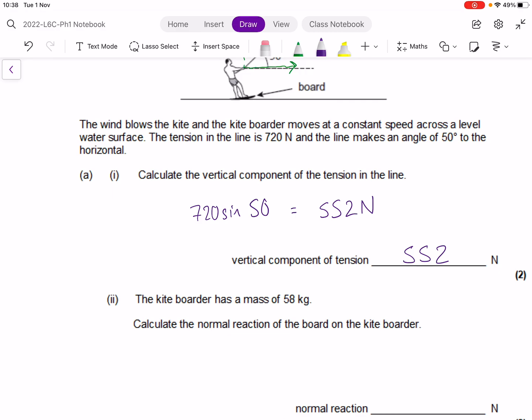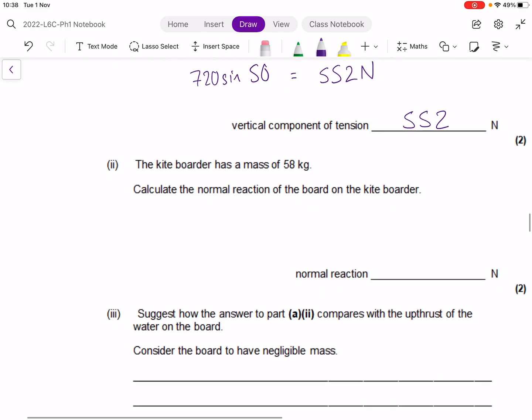The kite boarder has a mass of 58 kilograms. Find the normal reaction of the board on the kite boarder. Okay, so let's imagine this is our kite boarder, and he's on this board here. Label the forces. Well, we know that the tension pulling upwards is 552, and we also know that the weight downwards is 58g. So this is mass times gravity. That's 569.